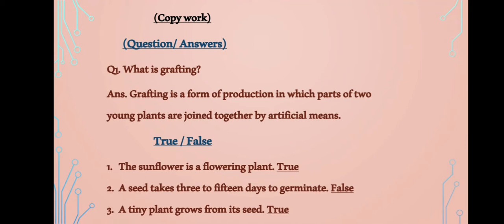Question number 1. What is grafting? Answer. Grafting is a form of production in which parts of two young plants are joined together by artificial means.